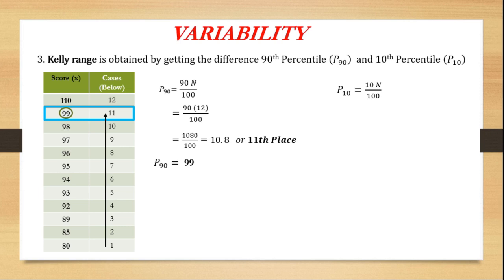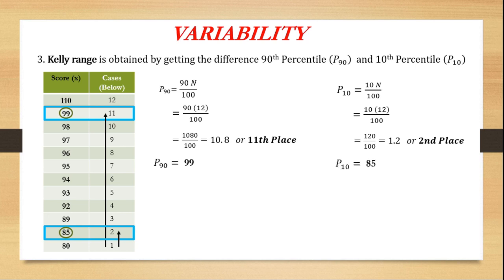The next step is to identify the score that falls within the 10th percentile by computing 10 times n divided by 100. Our n here is 12. We have 10 times 12 divided by 100, which is equal to 1.2. Then we have to round up 1.2, that is equal to 2, or the second place. From the table, this is the second place, and the score that falls within the 10th percentile is 85. Then we can say that the 10th percentile is 85.